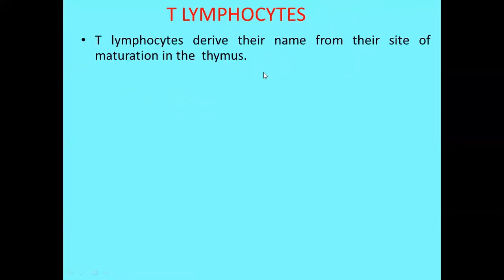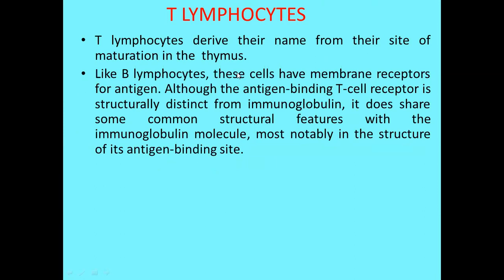So now we'll see what a T lymphocyte is. The T lymphocytes derive their name from the site of maturation, called the thymus. Already we discussed this T cell. The second point: like B lymphocytes, these cells also have a membrane receptor for antigen. Although the antigen-binding T cell receptor is structurally distinct from the immunoglobulin, it does share some common structural features with the immunoglobulin molecule, most notably in the structure of its antigen binding site.